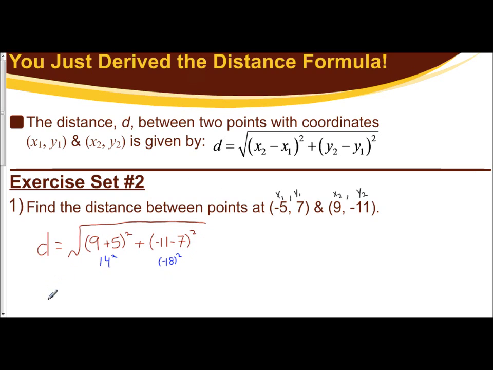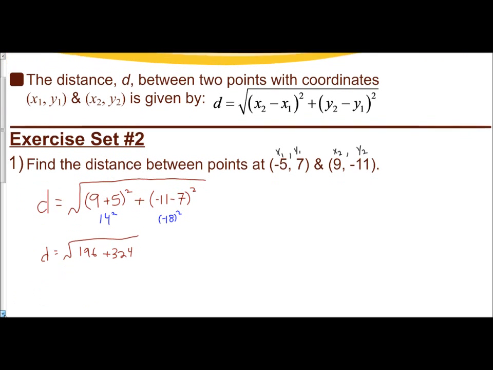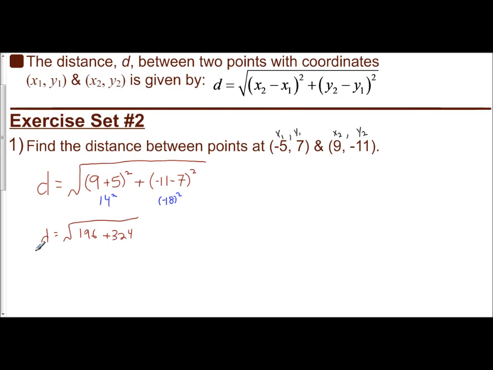So my distance is equal to the square root. 14 squared is 196, and -18 squared is a positive 324. So I add those numbers and I get my distance is equal to the square root of 520.